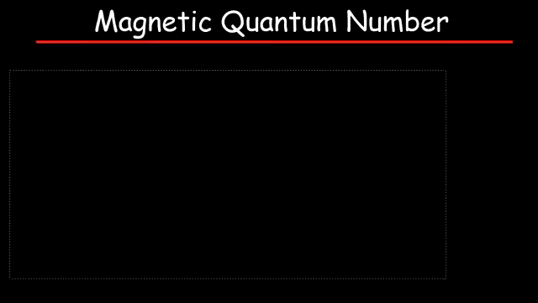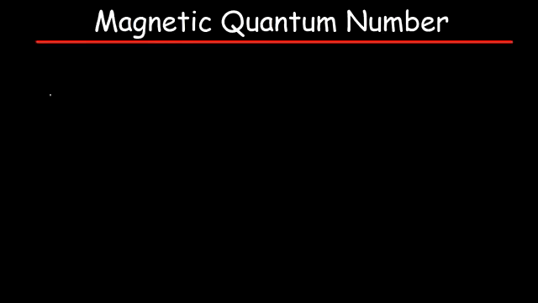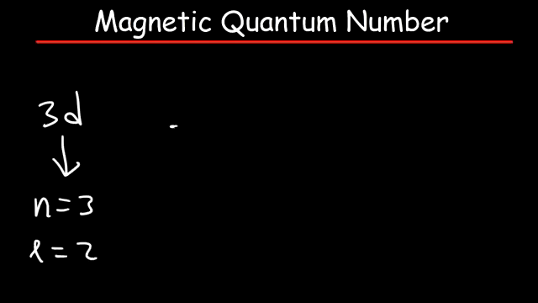Now let's say if we have the 3d sublevel, where n is 3 and L is 2. Now the d sublevel has 5 orbitals, which means that it can hold a maximum of 10 electrons, because you can put 2 electrons per orbital. Since L is 2, ml could be anywhere from -2 to 2, and so each ml value corresponds to a specific orbital in the sublevel.